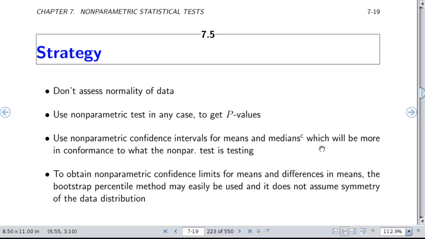That would be more in conformance with what the nonparametric test is testing. Now recall, we don't have a true nonparametric confidence interval for the mean, although you can use the bootstrap and get an approximate confidence interval. And that's talked about here.